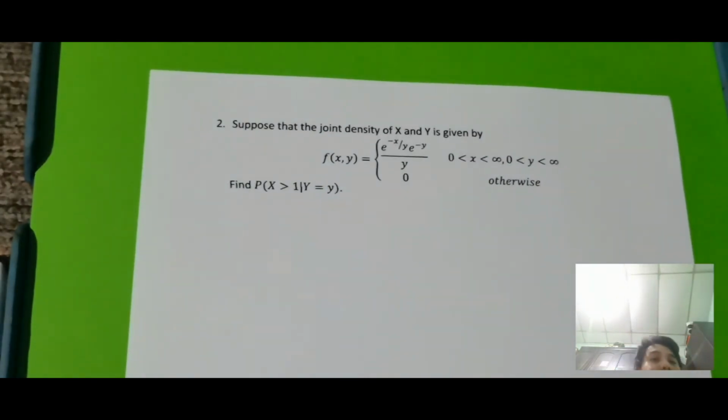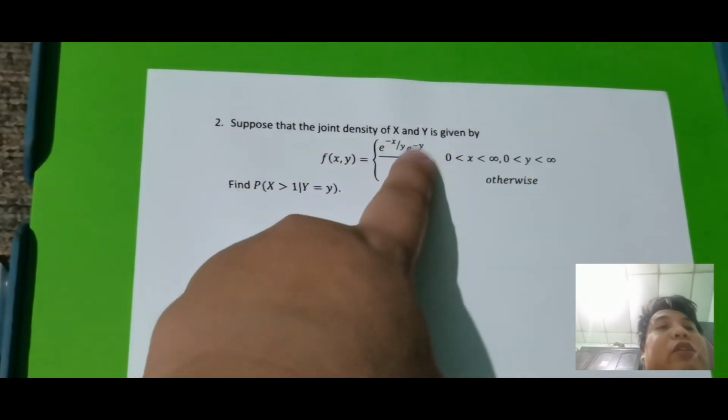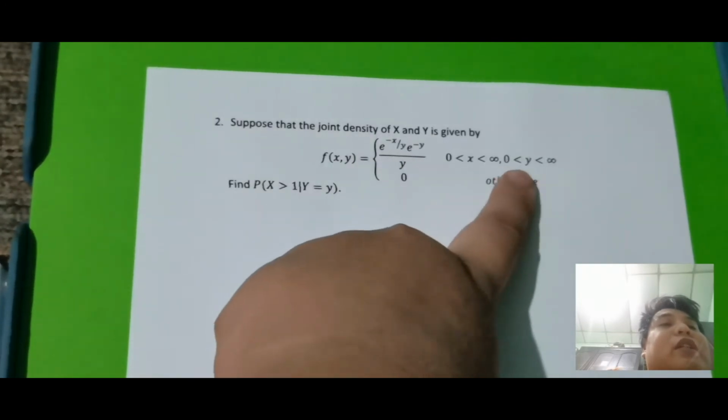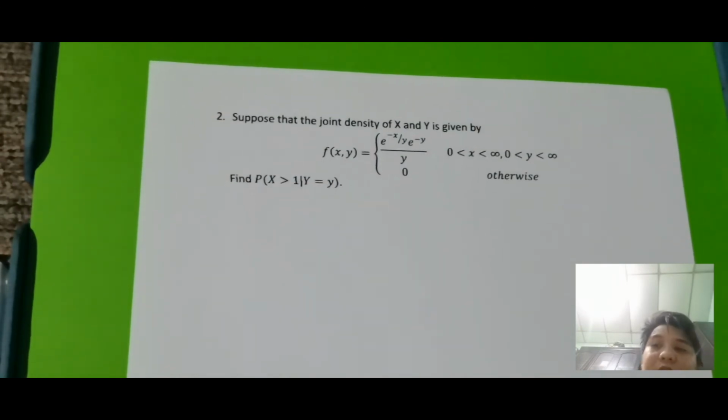Okay, so now, suppose that the joint density function of x and y is given by f of x comma y is equal to the piecewise function defined by e raised to negative x over y times e raised to negative y. Again, naka e raised to negative x over y times e raised to negative y yan. So yung e na yun, naka-raised to negative x over y. Yung e na to, naka-raised to negative y. Then, for 0 less than x less than infinity and 0 less than y less than infinity, and 0 otherwise. Find the probability of x greater than 1 given that y is equal to 1.